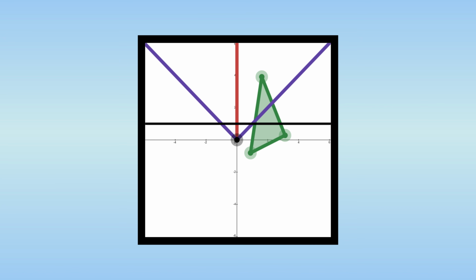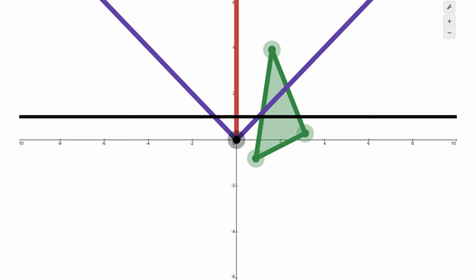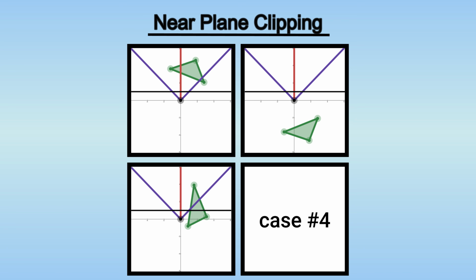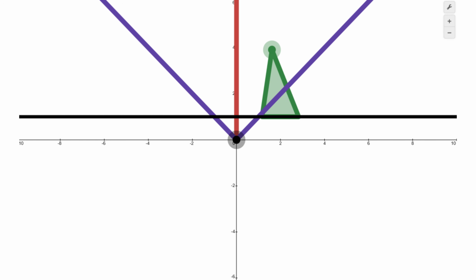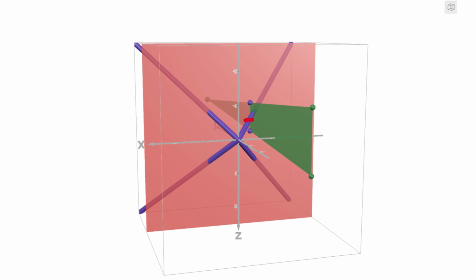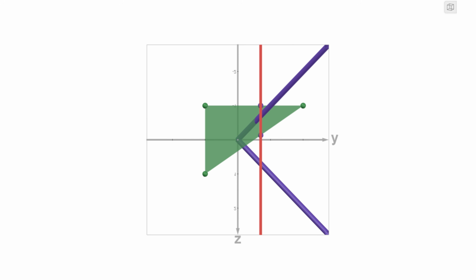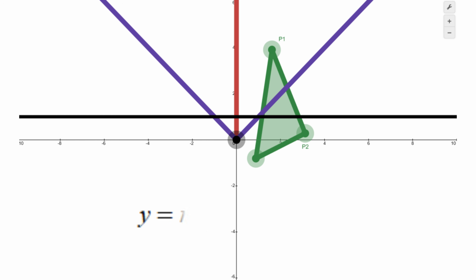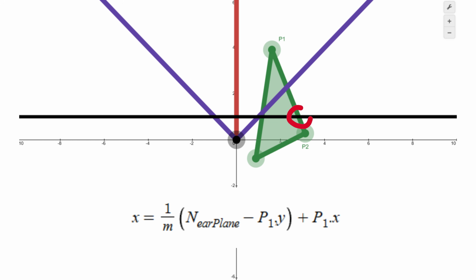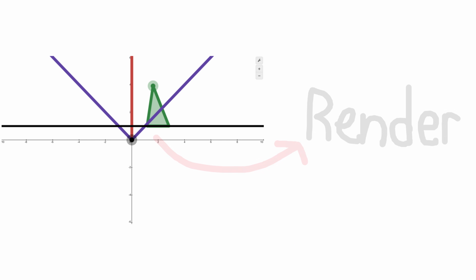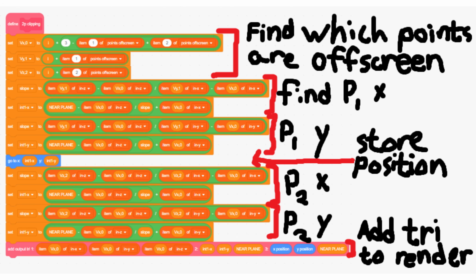In case 3, we have 2 points behind the camera and 1 point in front. What we need to do is clip this triangle so that the entire thing is in front of the near plane. We can see that in this case, the resulting shape is just another triangle. We can find these 2 points where the triangles intersect with the near plane. We solve for the x and y positions separately. We take the point slope form for the sides of the triangle and set them equal to the near plane. Then, with some algebra, we can solve for this point. Then we just output this new triangle to be rendered. Here's what the code for this looks like.